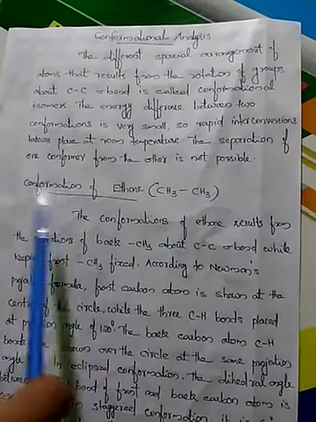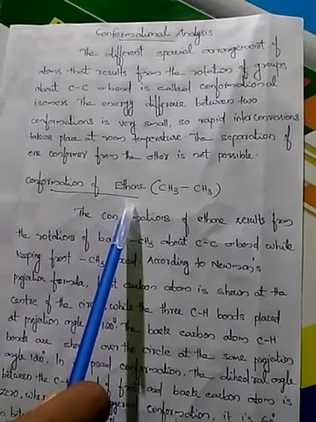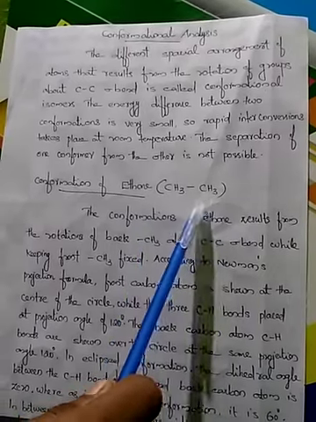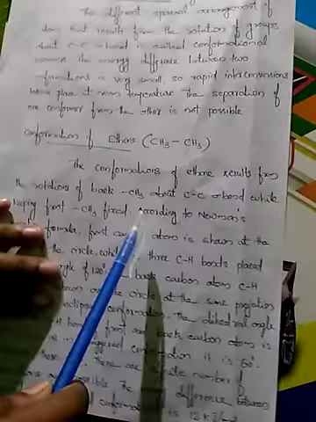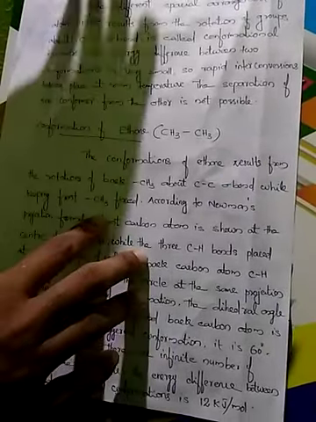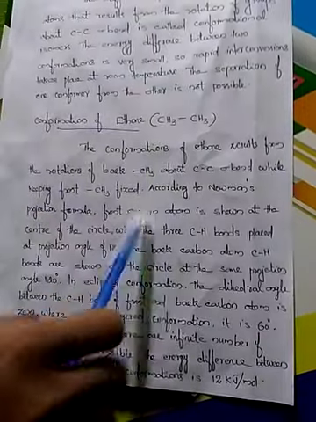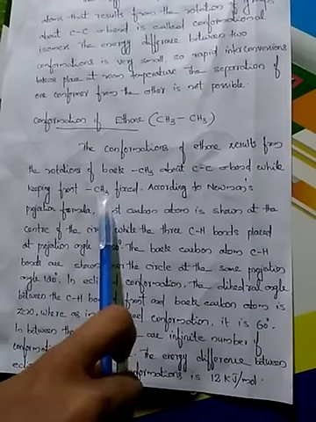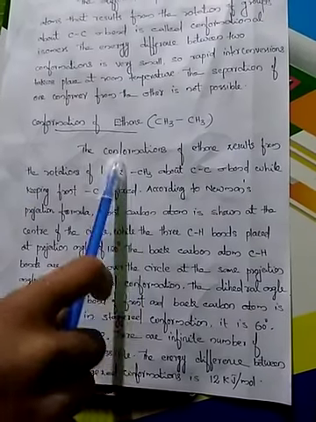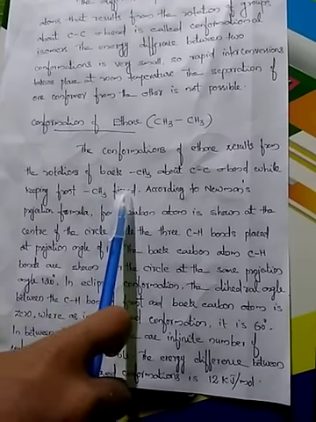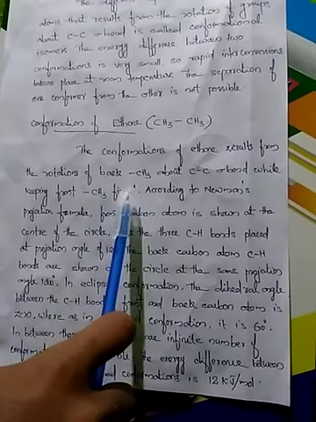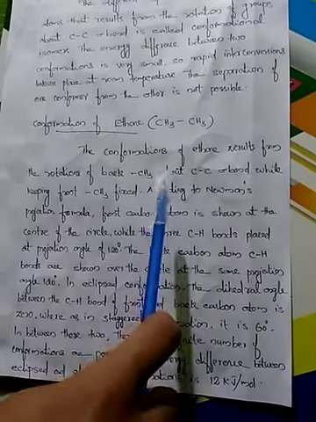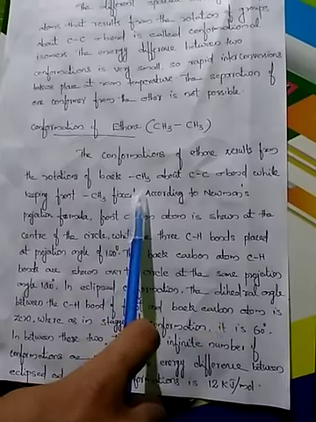Then we are checking what is the conformation of the ethane molecule. The ethane molecule is very familiar to you, that is CH3-CH3. The conformations of ethane result from the rotation of the back CH3 about the carbon-carbon sigma bond while keeping the front CH3 fixed. While I am saying this, think about the Newman projection of the ethane molecule, then it will be clear. So the conformation of ethane we get by the rotation of the back CH3 unit.